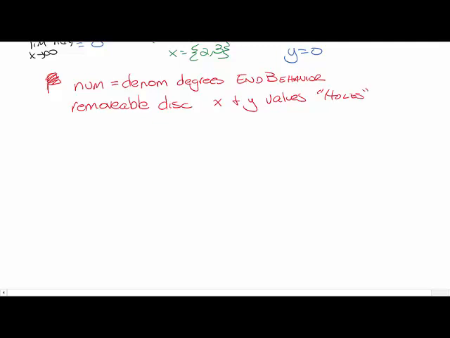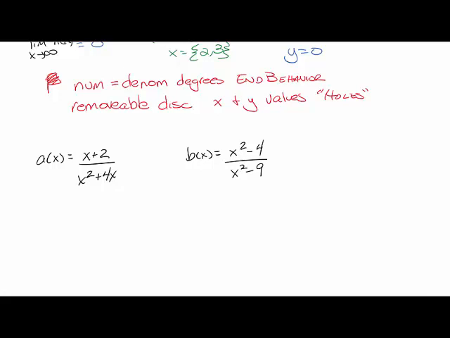The questions that I'm going to leave you with today. The first question, a(x), is going to be x + 2 over x² − 4x as the denominator. I'm going to ask you to find the same graphic features and a rough sketch here, hopefully without your calculator. The second function, b(x), is (x² − 4) divided by (x² − 9). One thing to note here is that the numerator and denominator are of equal degree. How will that impact the end behavior?